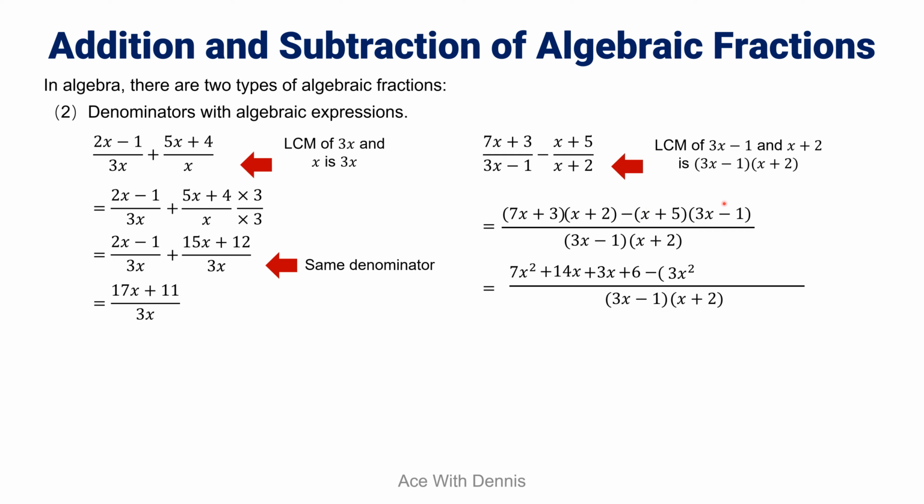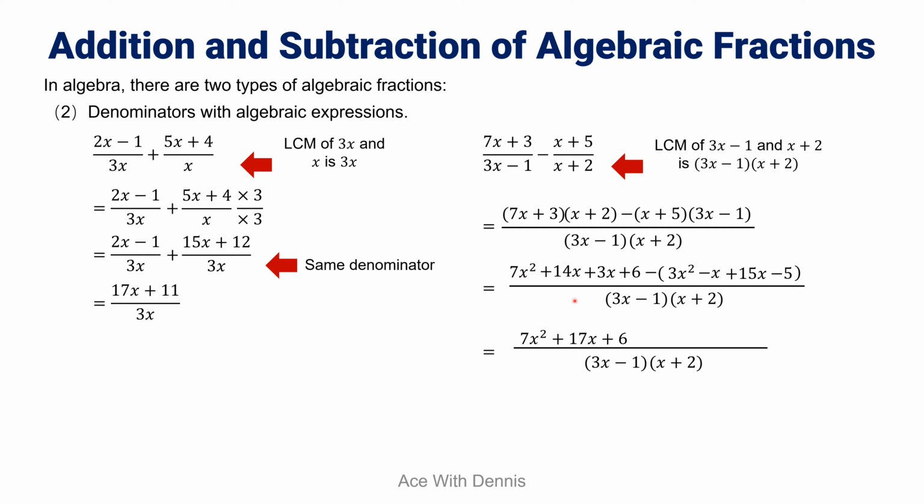So in the bracket, x times 3x, we get 3x squared. Then x times negative 1, we get negative x. 5 times 3x, we get positive 15x. Then 5 times negative 1, we get minus 5. Then we close the bracket. After that, we can start to simplify.